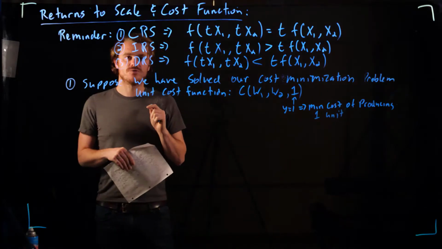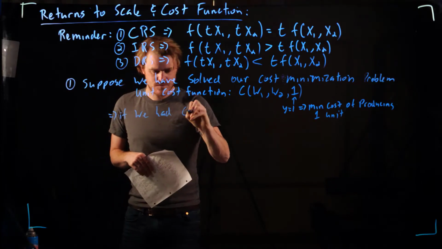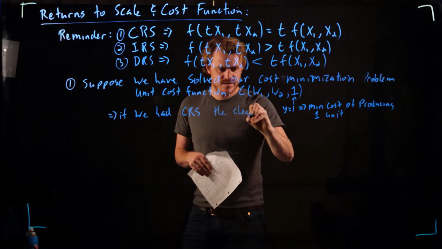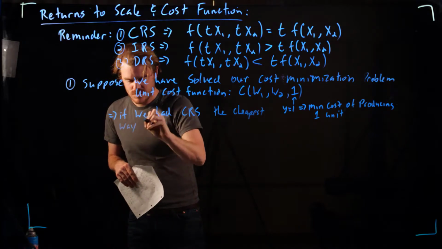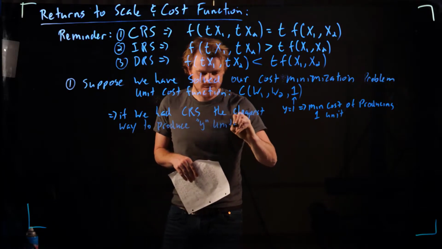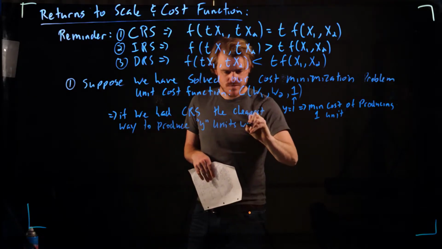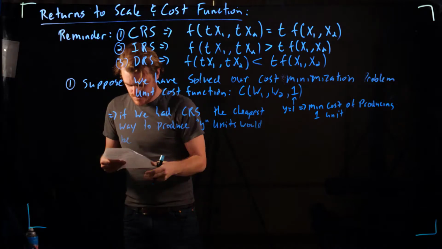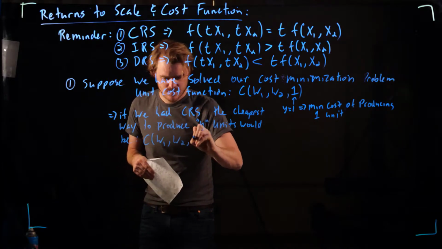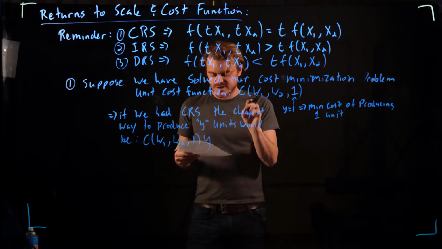If we had constant returns to scale, the cheapest way to produce y units would then just be this unit cost function times y, because the cost function is linear in output.